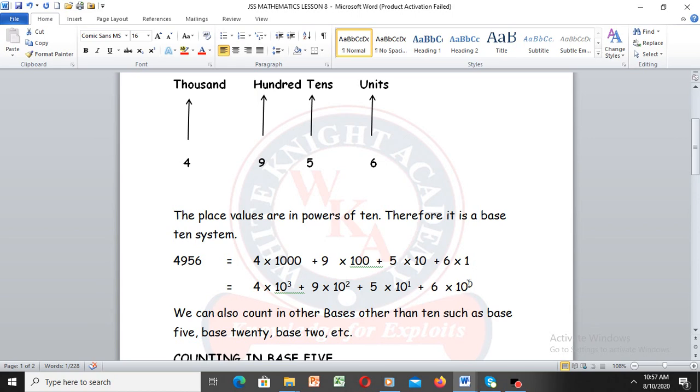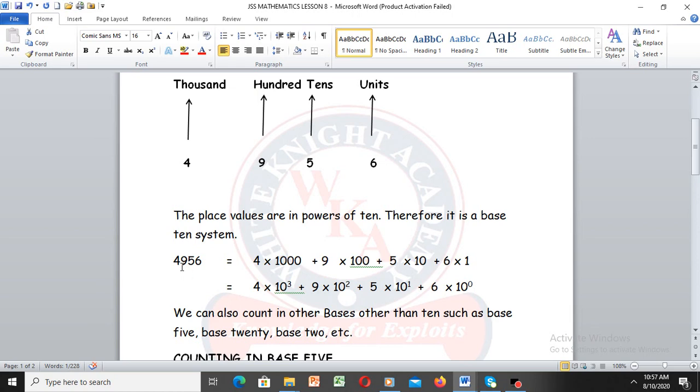A number raised to power 0 is 1. That is why we have 6 times 1. And then 10 raised to power 1 means 10. And that is why we have 5 times 10. 10 raised to power 2 is 100. That's why we have 9 times 100. And 10 raised to power 3 is 1000. That is why we have 4 times 1000.